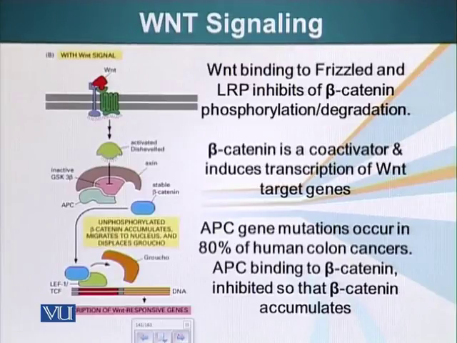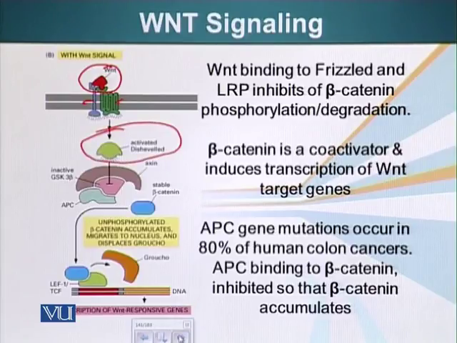When the cells receive a signal, the signal is Wnt, the ligand is Wnt, it binds the receptor, it binds the co-receptor, and this results in activation of a protein called Dishevelled. This protein basically causes this complex to fall apart, and beta-catenin is no longer phosphorylated. And when beta-catenin is not phosphorylated, it becomes available. It can go to the nucleus and it can result in transcription of Wnt response genes.